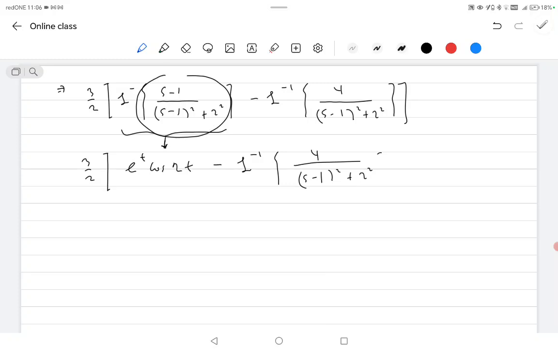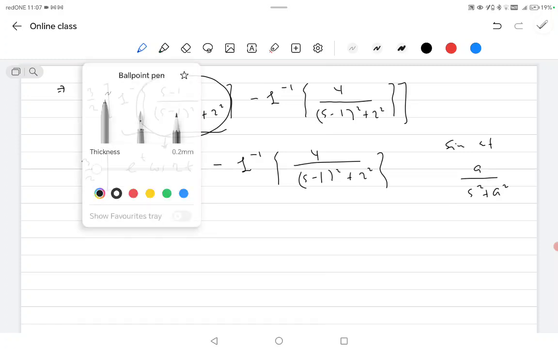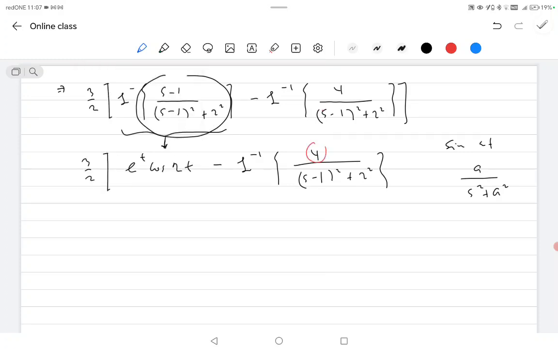Basically, in the table we have the solution for sine: the inverse Laplace of a over (s squared plus a squared) becomes sine at. So we need to make this one similar to this one. So how can we make it similar?